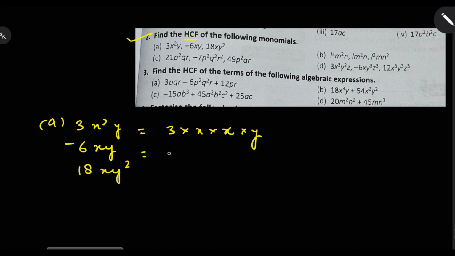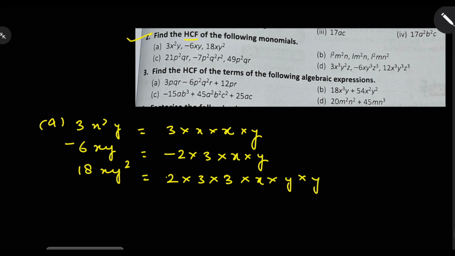So we have a factor 3 into x into y, and here we have 6. 6 we can write as 2 into 3 into x into y, and 18 can be written as 3 into 6, and 6 can be written as 2 into 3. So we can write 2 into 3 into 3 into x into y. So let us see how many are common in between.